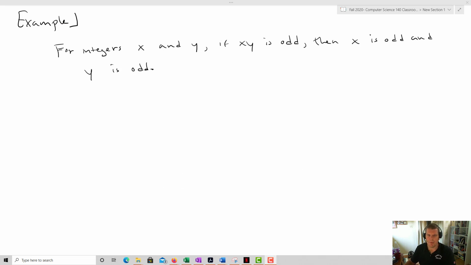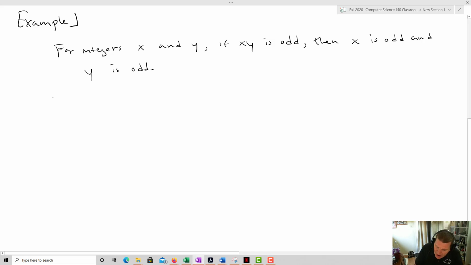So let's take this example. Let's say, for example, integers x and y. If xy is odd, then x is odd and y is odd. That's what we're going to try and prove. So let's ask ourselves, what are the different cases that we could possibly have here?